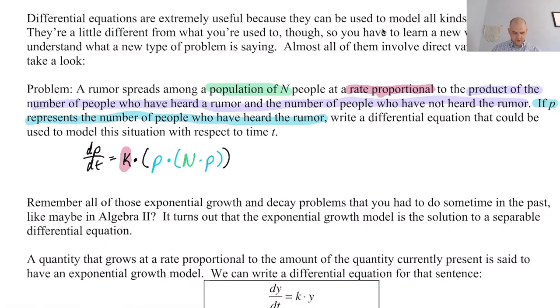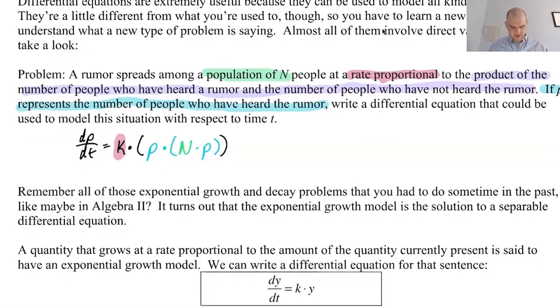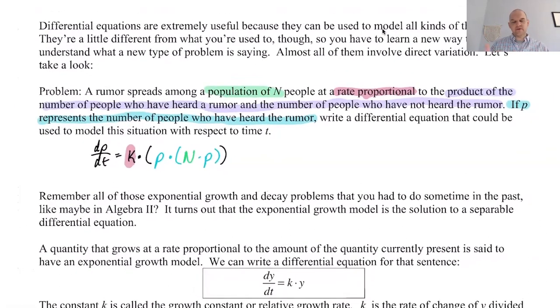So directly proportional, so k, to the product of the people who have heard the rumor, which is P, and the number who haven't. So if there are N people in the population and P people have heard it, then N minus P have not heard the rumor. I think this is our differential equation. So I'm going to say this is it. And I don't know that there's necessarily a better way to highlight that. So there are N people in the population, proportion. Yeah, I think that does it.